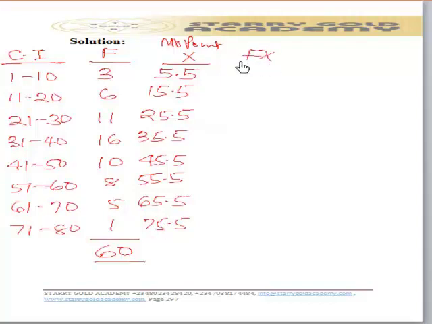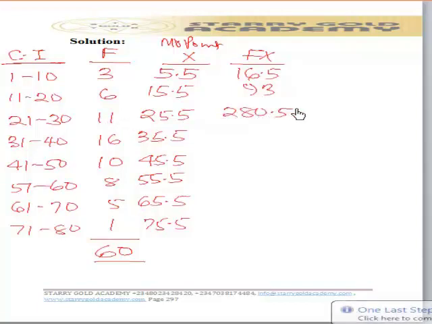So the next thing is just to get a column for fx as usual, and that's f times x. So for f times x, we have 3 times 5.5. This will give us 16.5. We have 6 times 15.5. This is 93. 11 times 25.5. That's 280.5. 16 times 35.5. We have this as 568.